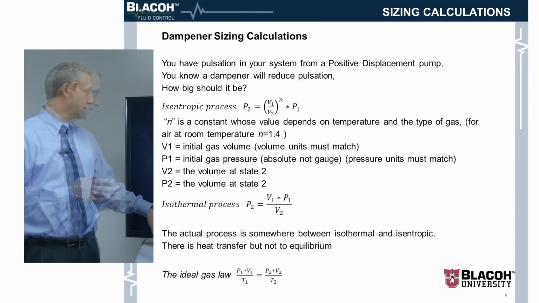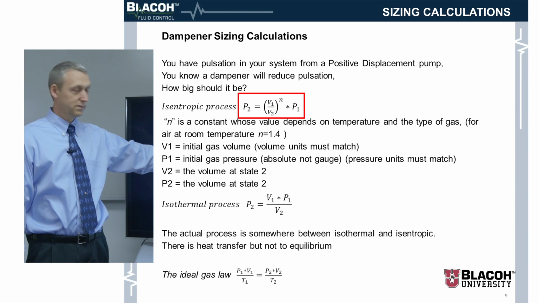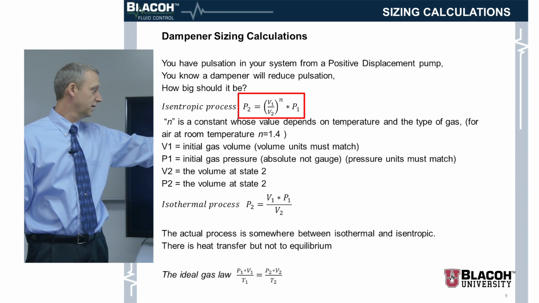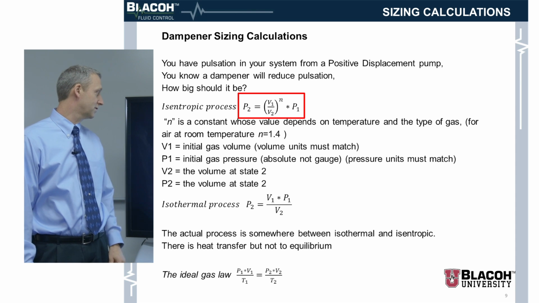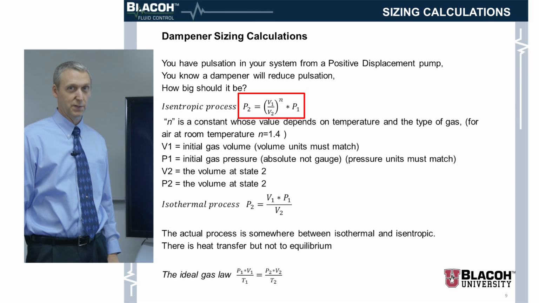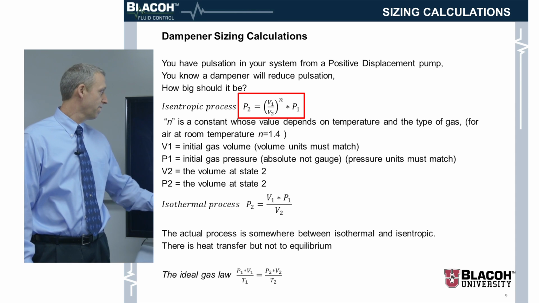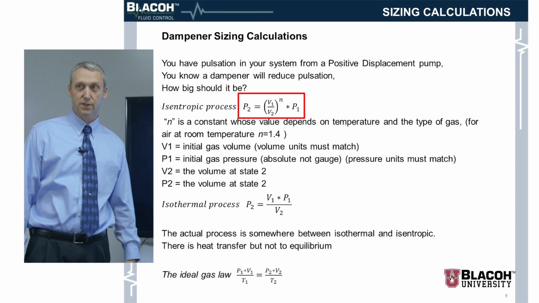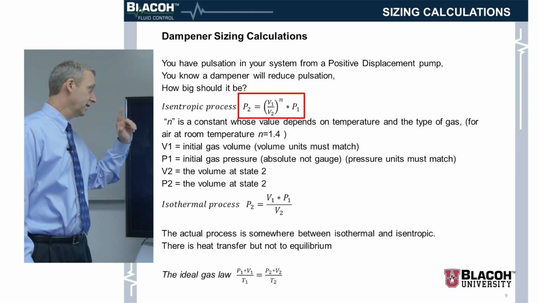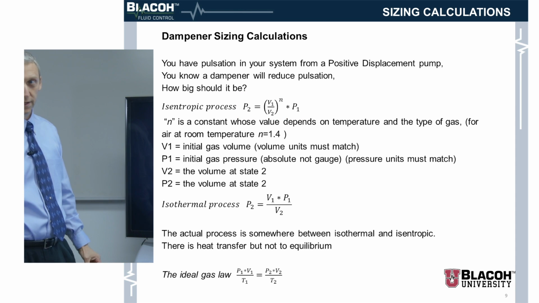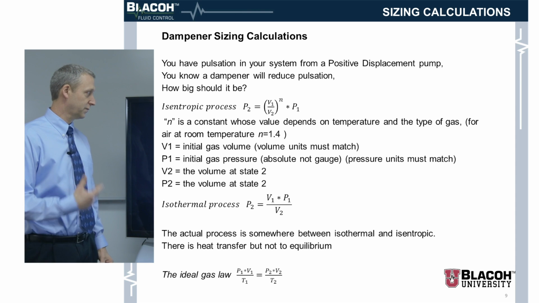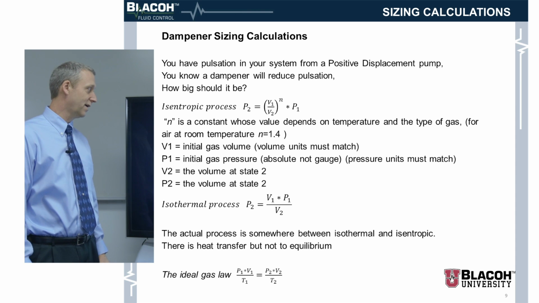Sometimes it's the one to use, but we've got the resulting or the final pressure is equal to the initial volume divided by the final volume, which is raised to the nth power, which is a constant that depends on the type of gas, and then times the initial pressure. Now, make sure that the pressure you use is absolute pressure, not gauge pressure. You have to add atmospheric pressure back into it or the results can be quite off.